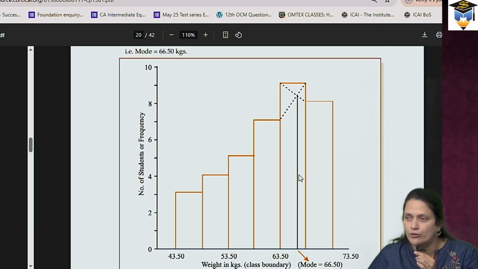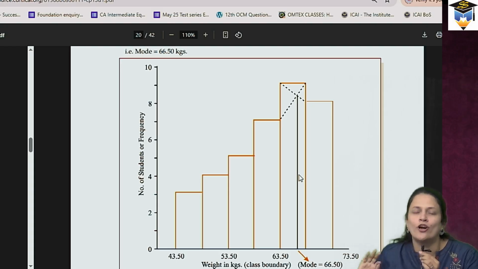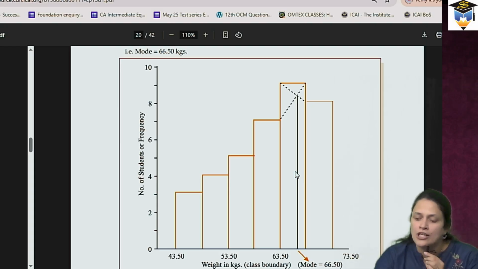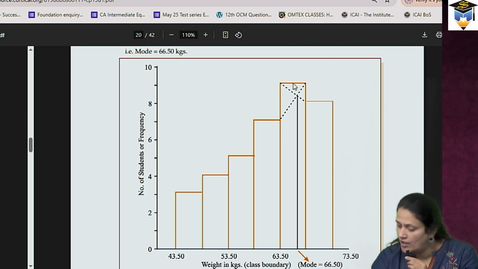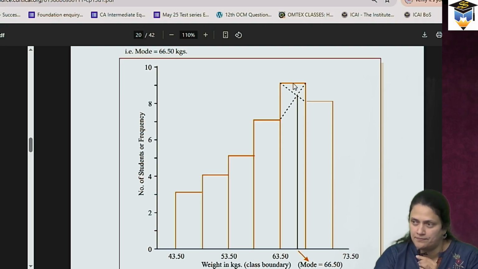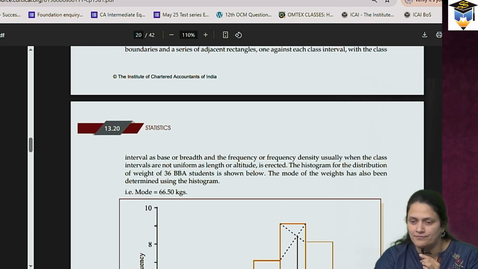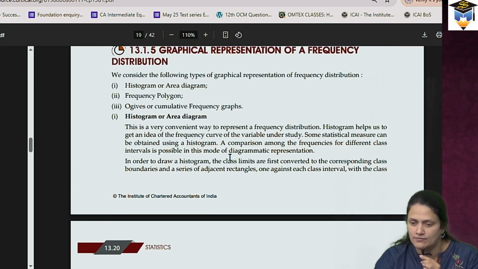Now, in order to find out mode in a histogram, please pay attention. Check what is the highest bar. Which is the highest bar? This. The tallest bar, which indicates a peak in the histogram. So first, write down what is a histogram. Then I will give you the method to find out the mode. Write this part which I have marked.